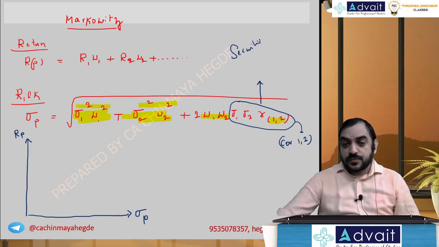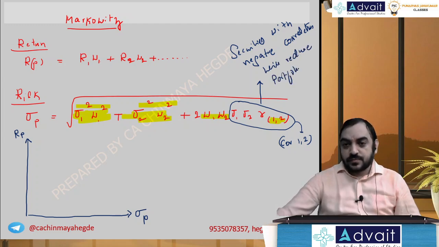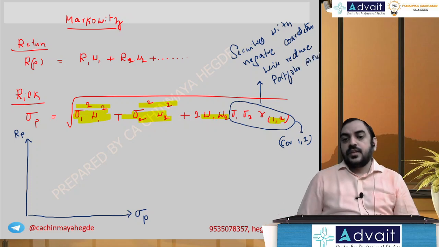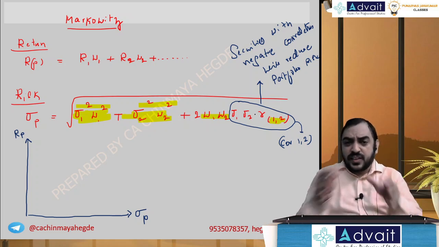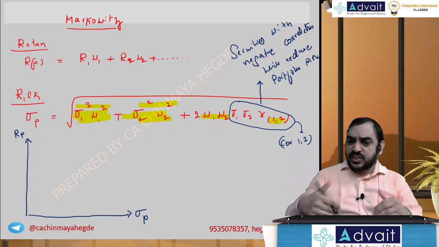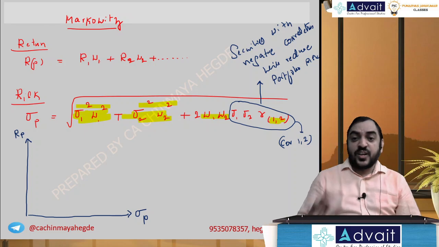Securities with negative correlation will reduce portfolio risk. Why is it so? Mathematically, you understand, right? If R is negative, the overall calculation will reduce. Risk will reduce. Mathematically, negative correlation securities will reduce the risk.